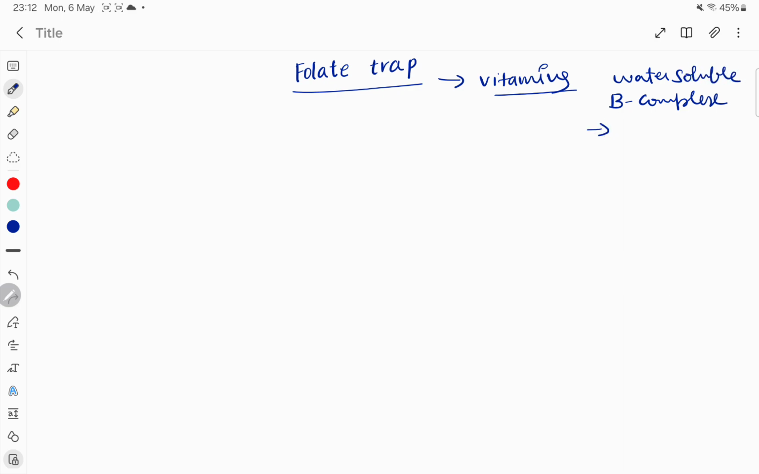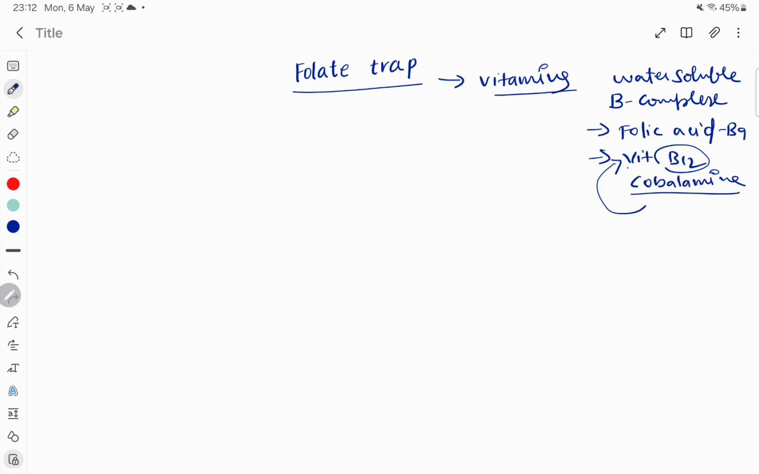The first vitamin involved in folate trap is folic acid, obviously. And the second vitamin is vitamin B12. The name of vitamin B12 is cobalamin. Remember the basic things. The name of the vitamin is cobalamin and it has a series number in B complex, which is B12, the last vitamin. Folic acid is B9.